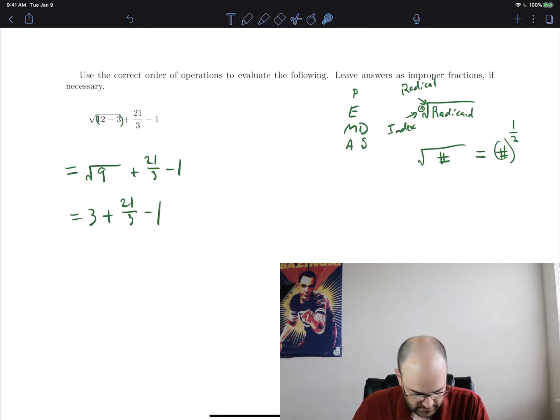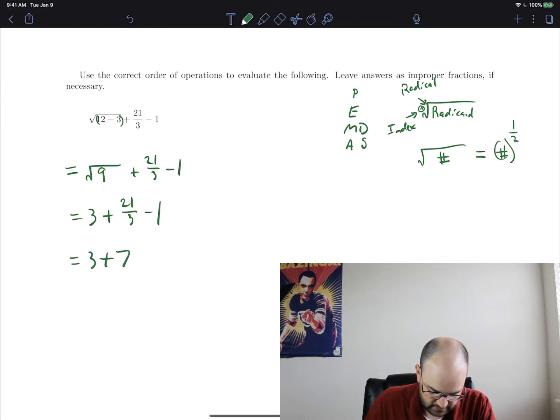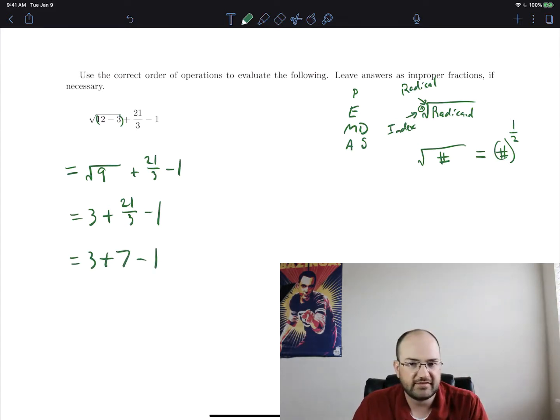Excellent. Now, the order of operations asks us, are there any multiplication or division? And the answer is yes. We have 21 divided by 3, and 21 divided by 3 is 7. So we have 3 plus 7 minus 1.